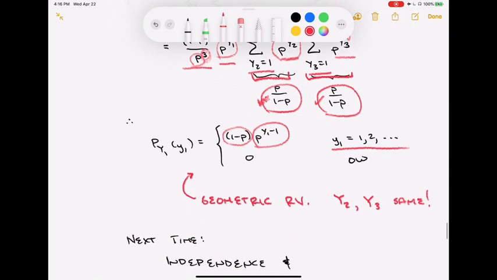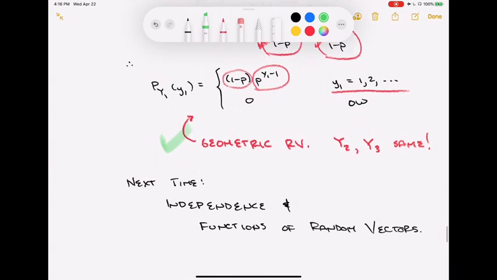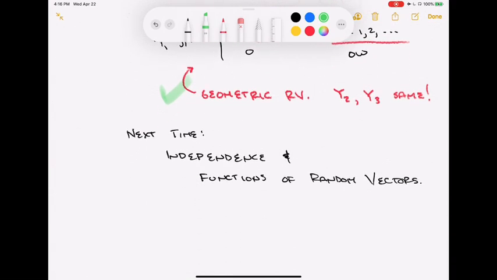If you take a look at your known families of random variables, you can identify this guy as being a geometric random variable. y2 and y3 are the same, and so we get the result that we said: this joint distribution of random vector y was just a product of 3 independent geometric random variables, which we could have gotten by the marginals as well. Next time, independence and functions of random vectors, which we've already kind of started here as well.